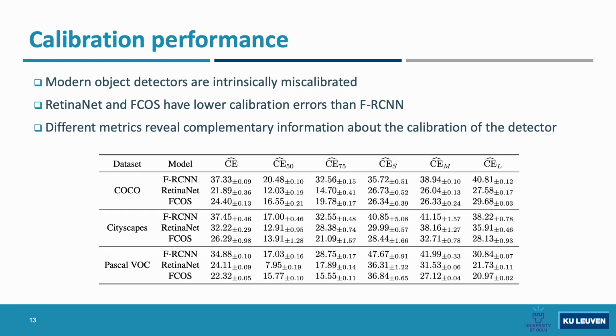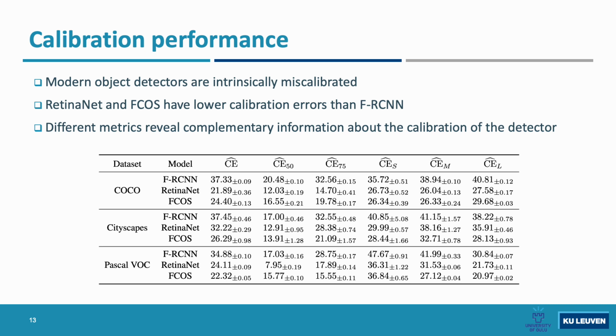Next, we analyze the calibration performance of three popular object detectors on COCO, Cityscapes, and Pascal VOC. We estimate calibration error across different sizes of objects and for different thresholds for the IOU overlap. From the shown table, we can first notice that modern object detectors are intrinsically miscalibrated. We also observe that RetinaNet and FCOS have lower calibration error than Faster RCNN, which may be attributed to the use of focal loss for the classification branch of RetinaNet and FCOS, which has been empirically shown to improve calibration.